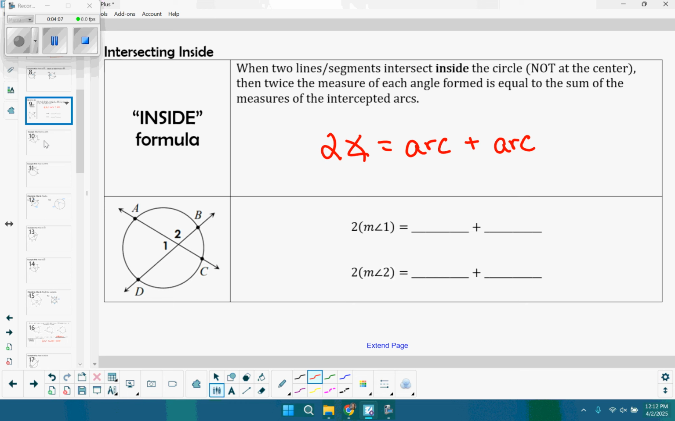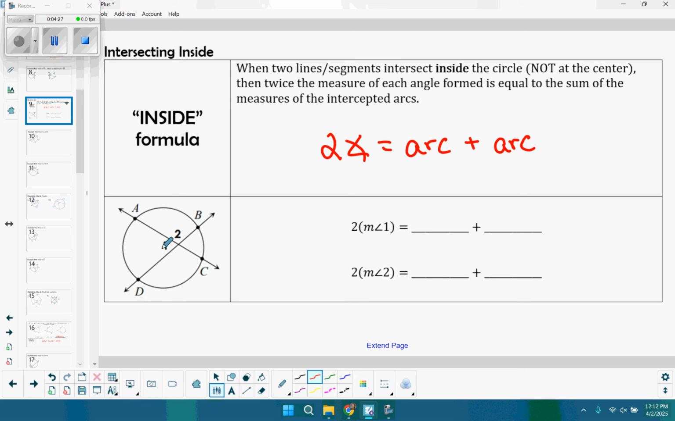When 2 lines or segments intersect inside the circle, but not at the center, then twice the measure of each angle formed is equal to the sum of the measures of the intercepted arcs. Again, there are multiple angles being formed and multiple arcs being formed. Not all of them go together.